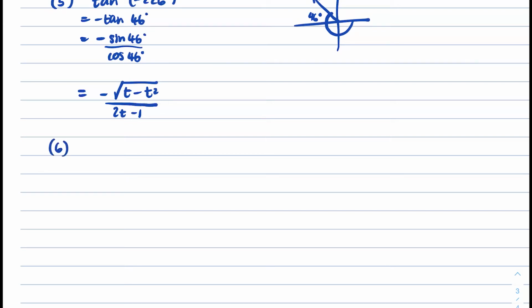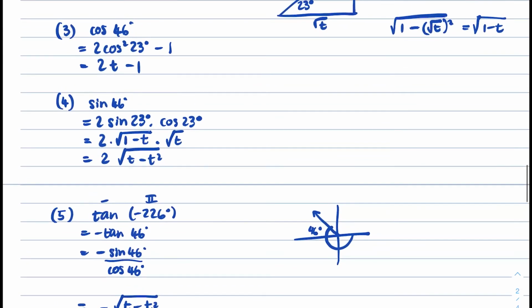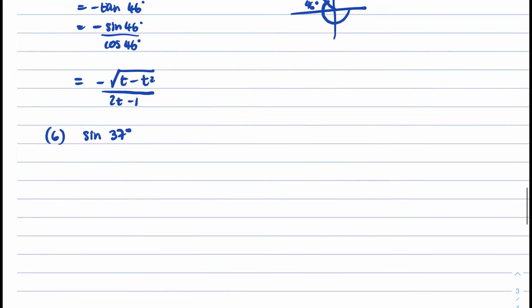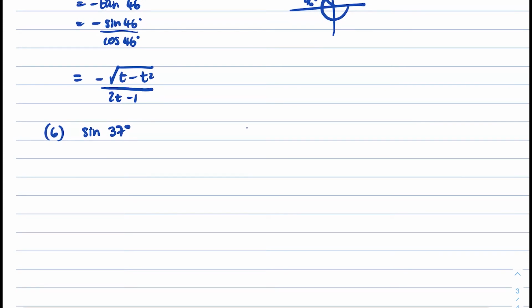Alright, the final one, question 6. The sine of 37 degrees. Now again, we have to relate what is going on with 37 degrees and our given angle of 23 degrees. If we add 37 degrees plus 23 degrees, we get 60 degrees, a special angle, which means I can write my 37 degree angle as 60 degrees minus 23 degrees.